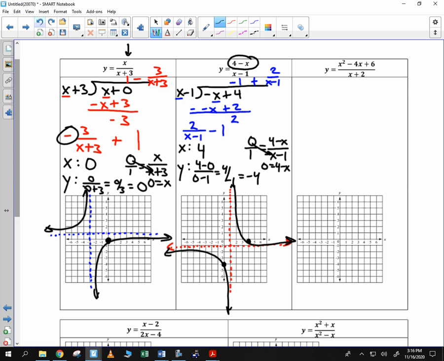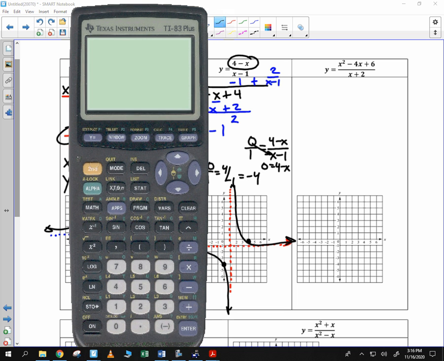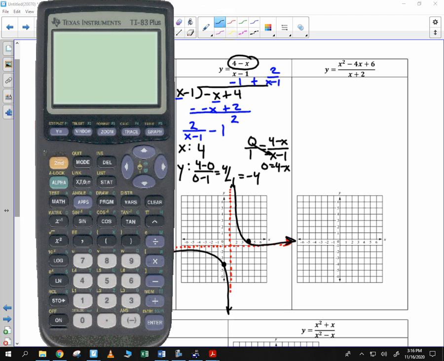Next one's a little bit different. I'm going to allow you to investigate this one with me by plugging it into your calculator. I'm going to turn it on here. We're going to go x squared minus 4x plus 6, and we're going to divide that by x plus 2. Now let's see the shape that you get. Wow, that's kind of interesting.